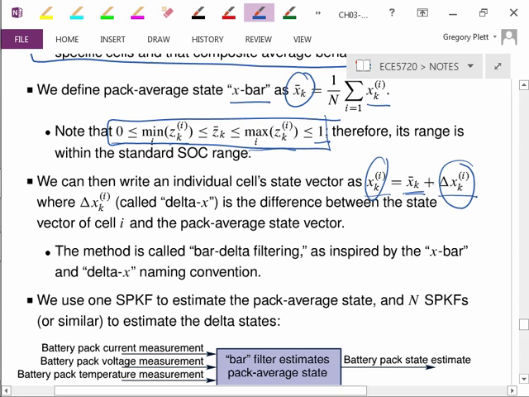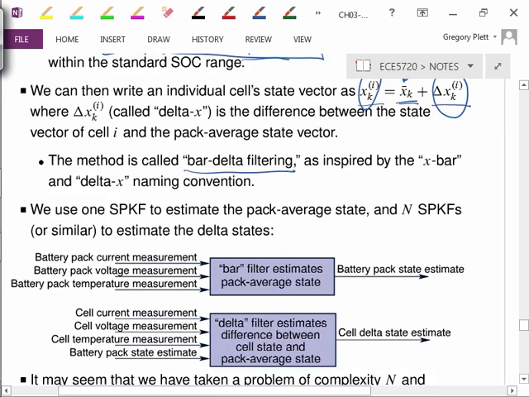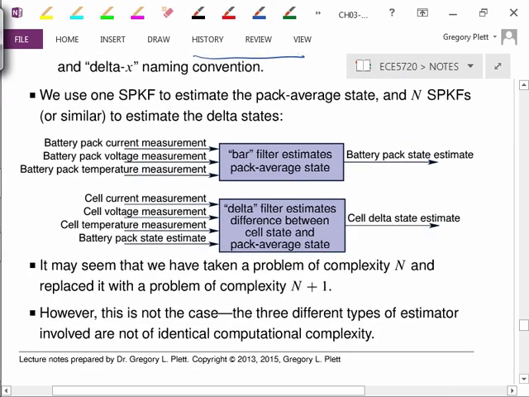The method we're describing in these three sections is called the bar delta filtering because of the x bar and the delta x naming convention. So here is the general big picture idea, and that's about as far as we're getting in this section, and then we'll get into some details and some example results. We are going to use one sigma point Kalman filter to estimate the pack average state, and then we will use n Kalman filters of some kind to estimate the delta states. And this sounds like a lot of work, but let's talk about that later.